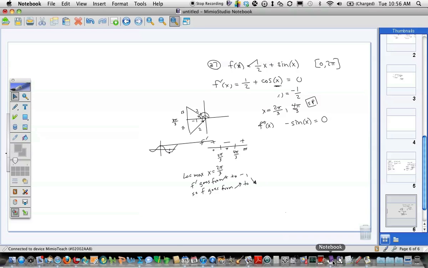Well, when does negative sine x equal 0? You can divide by negative if that bothers you. A good thing to do is graph negative sine x. That's an easy thing to do. Negative sine x is 0 in all the same places as sine is 0, right? Which would be at 0, pi, and 2 pi.